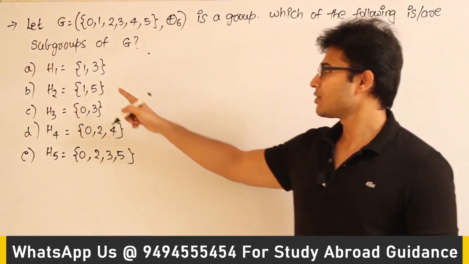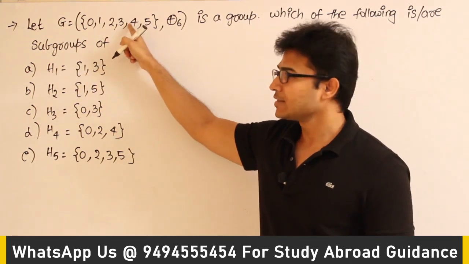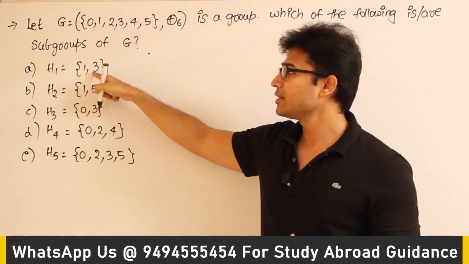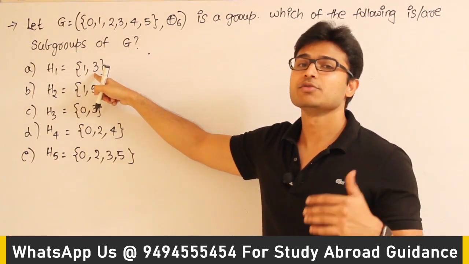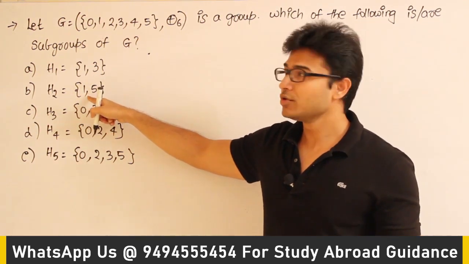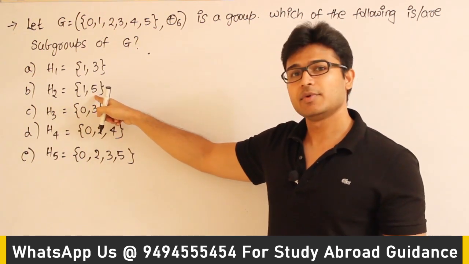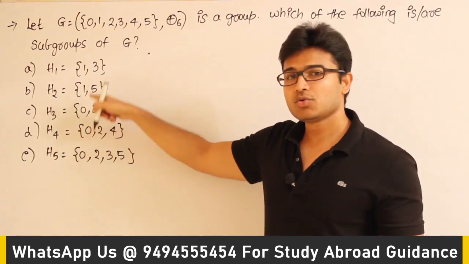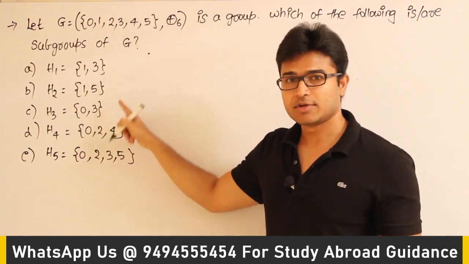Now see this, what is the order of this one? 2. What is the order of this one? 6. 2 divides 6, therefore there is a possibility that this might be a subgroup. As of now we are not sure, we should do further investigation, but here also same thing, 2 divides 6, so we cannot rule out the possibility that this subset might be a subgroup. And here also 2 divides 6, we cannot rule it out. Here 3 divides 6, we cannot rule it out.